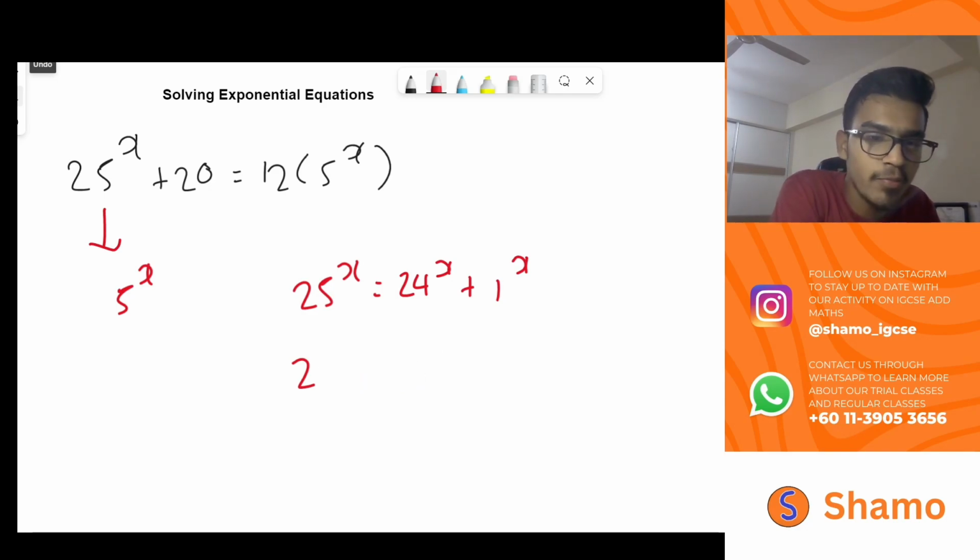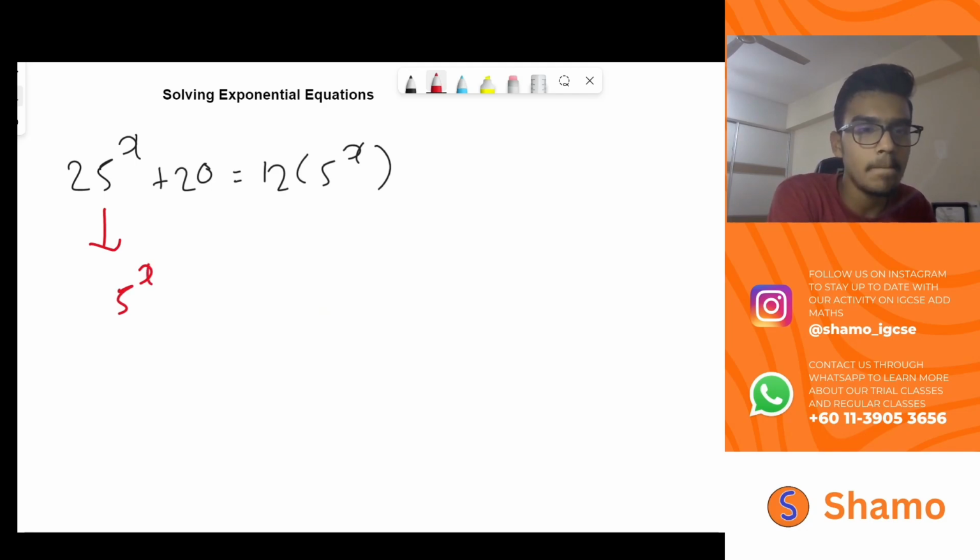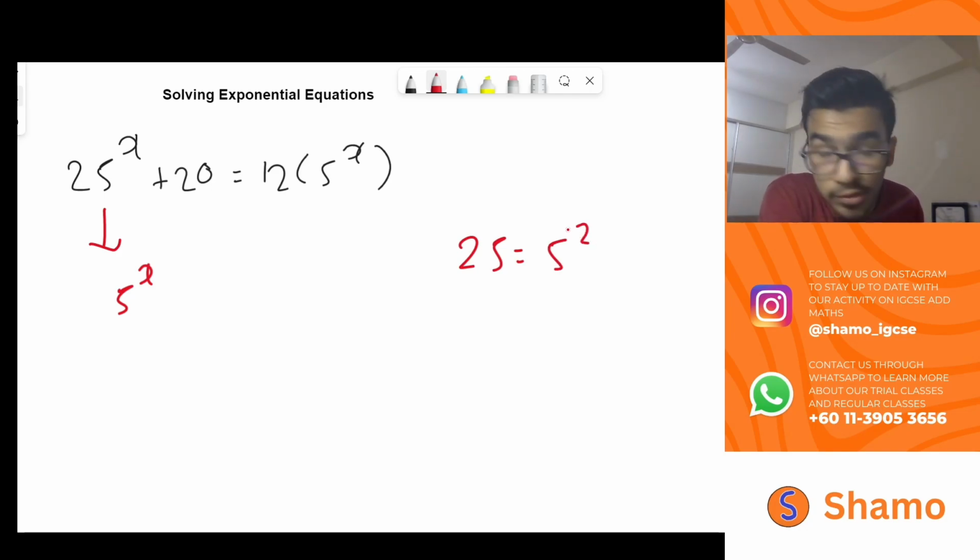So somehow we have to manipulate the equation in such a way that we have the same variable. How can we do that? Let's explore a little bit. This is an important concept you need to know. 25 is equal to 5 squared. We know that. That's not the important concept, so don't be very happy that you know 25 is equal to 5 squared.